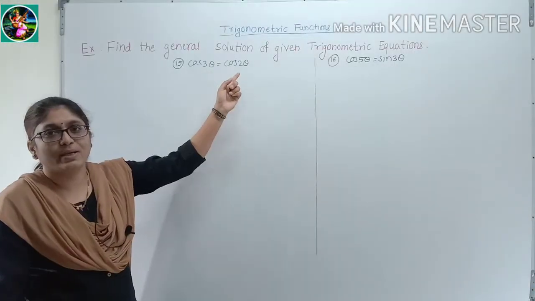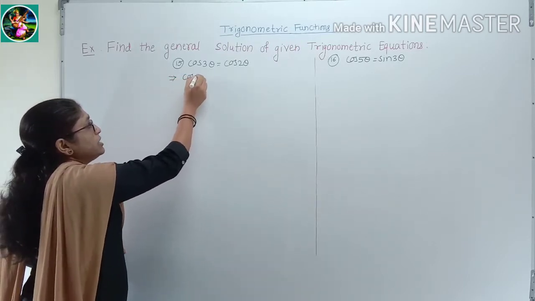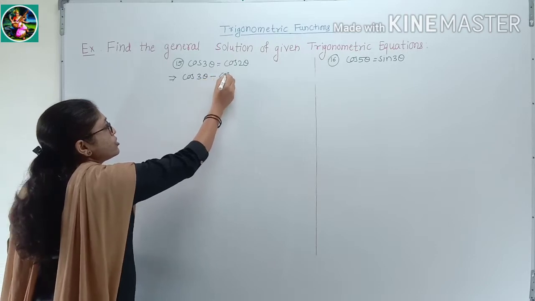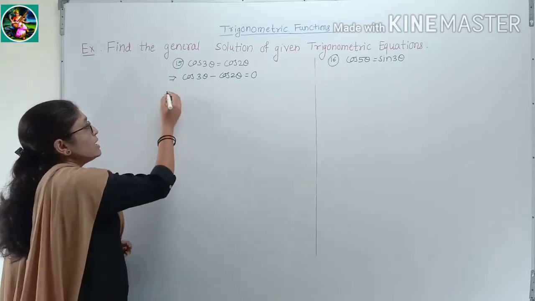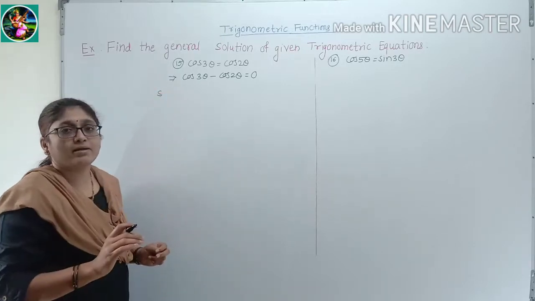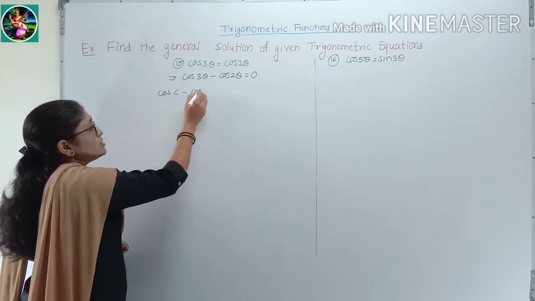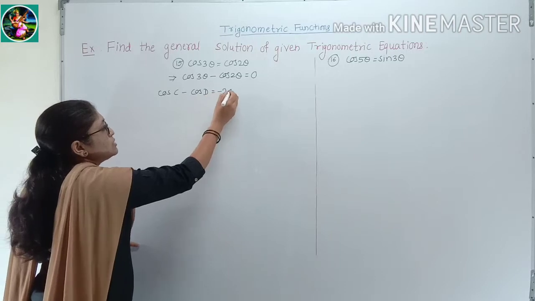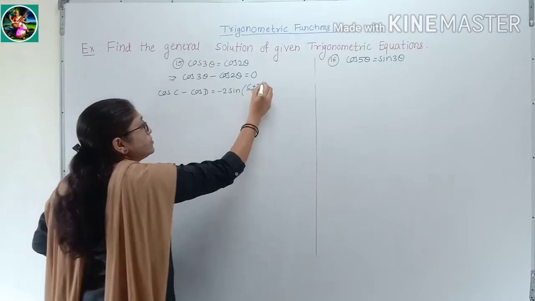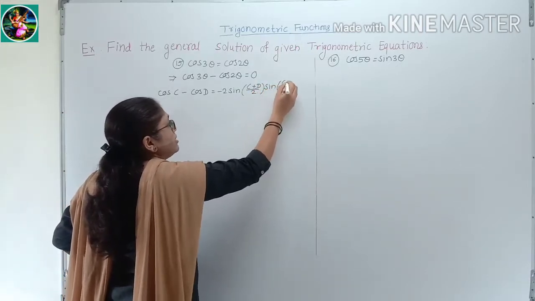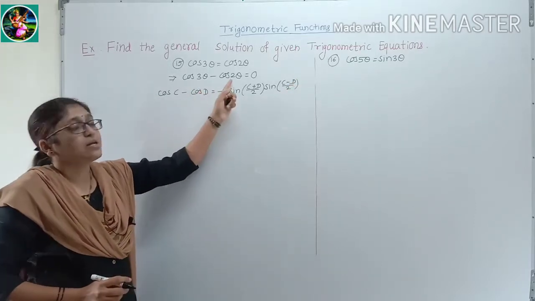Okay, cos of 3 theta is equal to cos of 2 theta. That will imply cos of 3 theta minus cos of 2 theta is equal to 0. And we know the formula for cos C minus cos D: cos C minus cos D is equal to minus 2 sin of (C plus D) divided by 2 into sin of (C minus D) divided by 2. In our example, there is 3 theta and 2 theta.